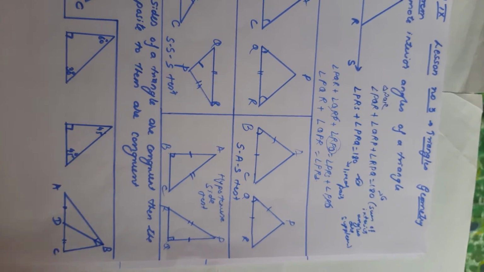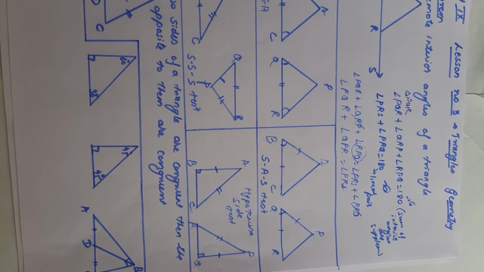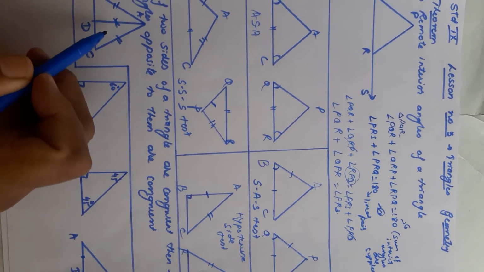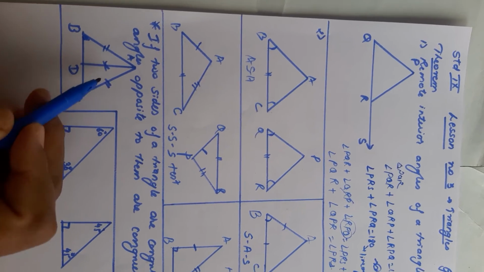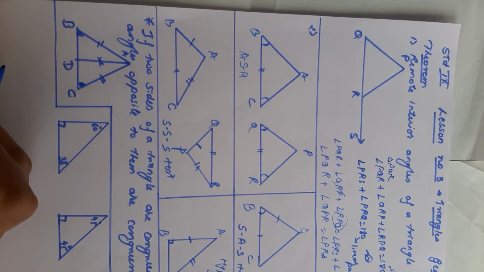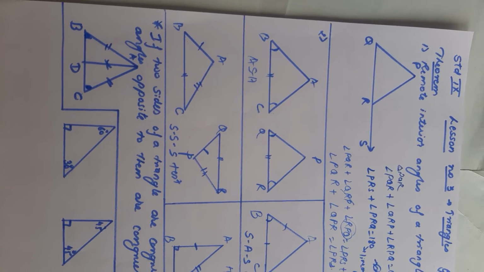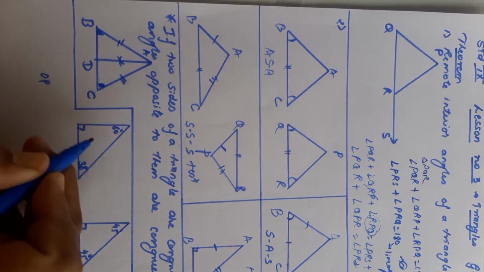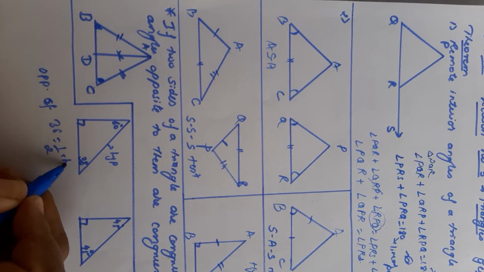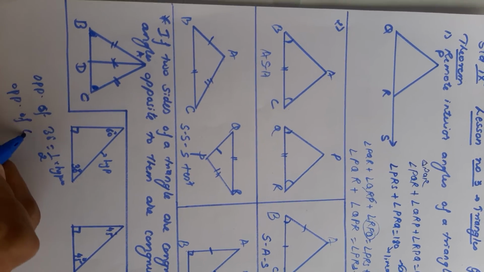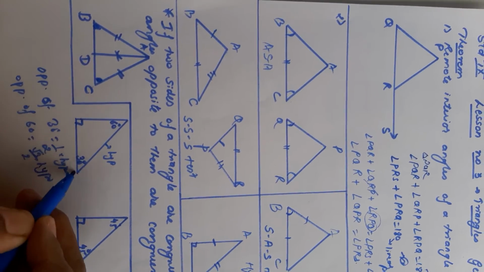Now next I will explain: if two sides of a triangle are congruent, then the angles opposite to them are also congruent. This is the isosceles triangle theorem. If both sides are given, then by this theorem we can show that angle ABC and angle ACB are congruent. Now next is the 30, 60, 90 theorem. In this, the side opposite 30 degrees is half of the hypotenuse. Next, the side opposite 60 degrees is root 3 upon 2 times the hypotenuse.